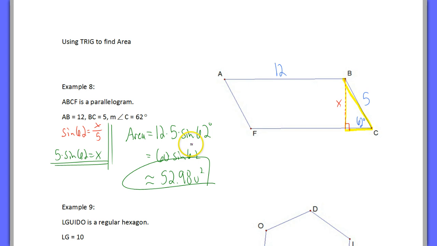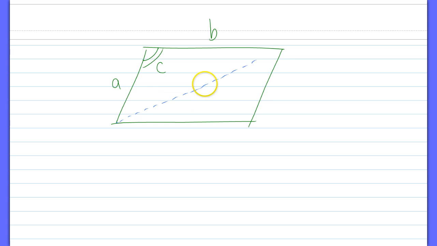This actually leads to another formula. If we have a parallelogram, let's say I know that this length is A, this length is B, and we have this angle C. The formula to find the area of a parallelogram is kind of like what we had for the area to find a triangle. I'm going to draw in this one diagonal, and that's going to split the parallelogram into two congruent triangles. We know that in a parallelogram, opposite sides are congruent. So this is little b, this is little a. This is also angle C over here.